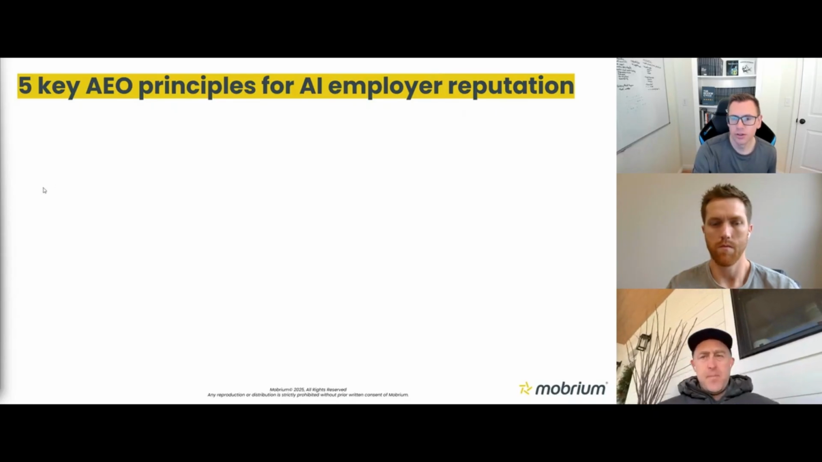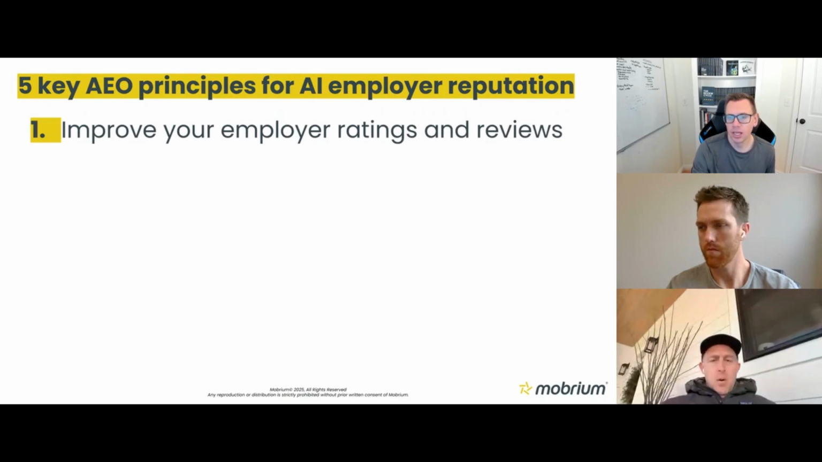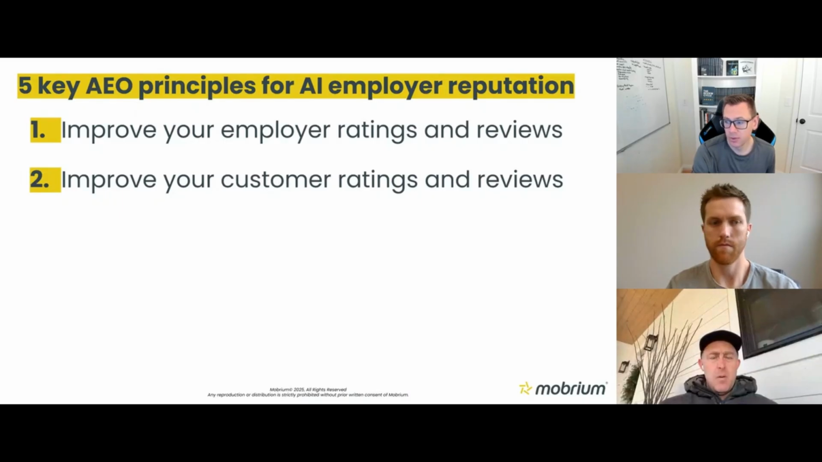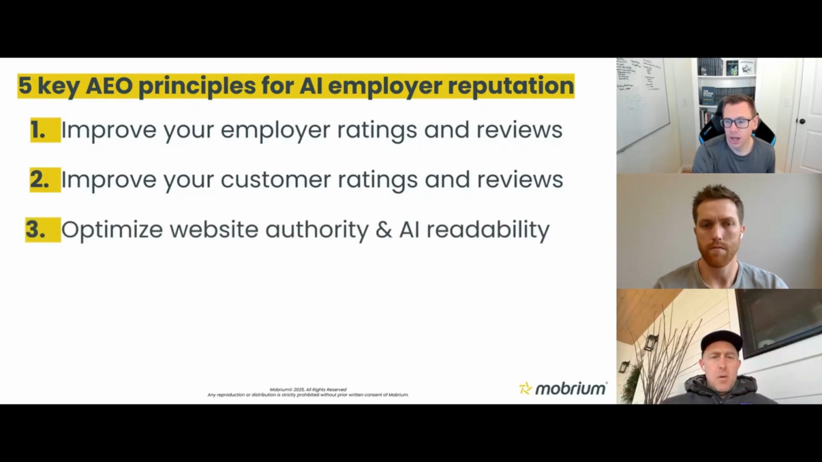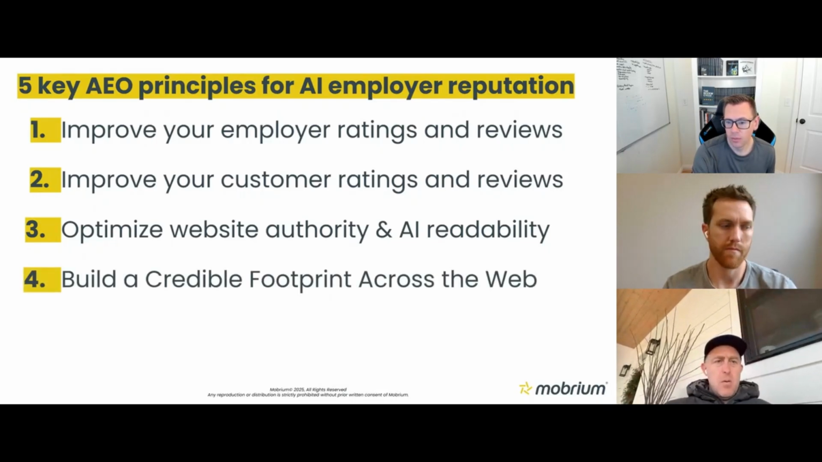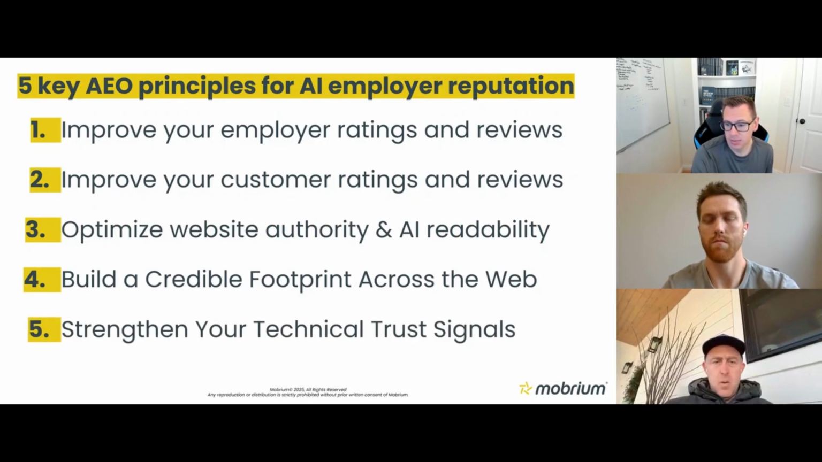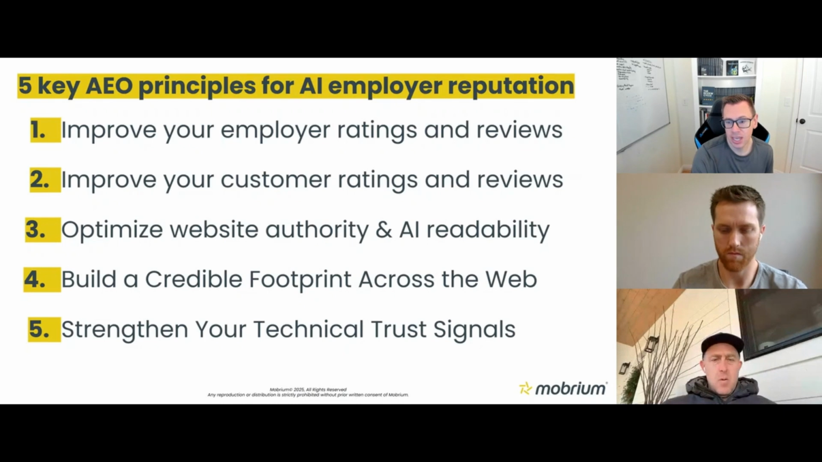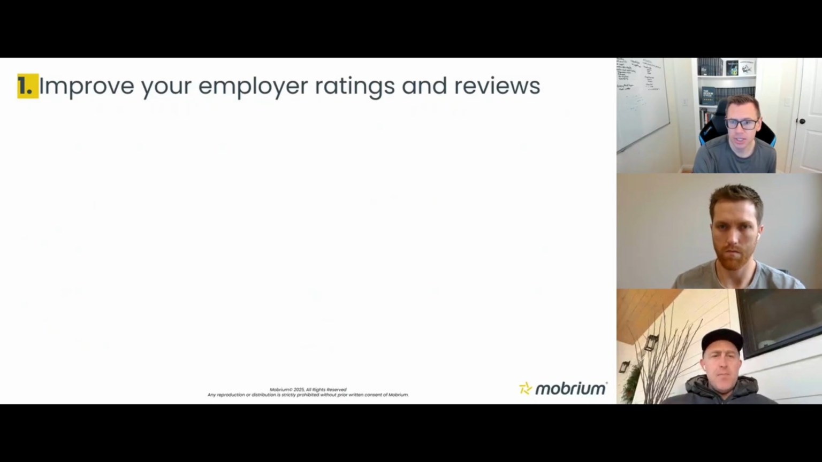Okay, so here are the 5 principles. Number 1, improving your employer ratings and reviews. Number 2, improving your customer ratings and reviews. Number 3, optimize website authority and AI readability. Number 4, build a credible footprint across the web. And number 5 is more technical, strengthen your technical trust signals. So with a lot of research that we've done, all of these smaller strategies roll up to these 5 themes to build really good AEO. So let's talk about each.